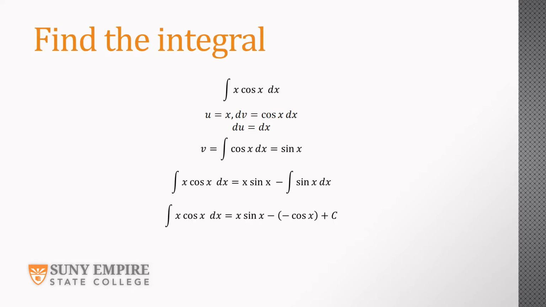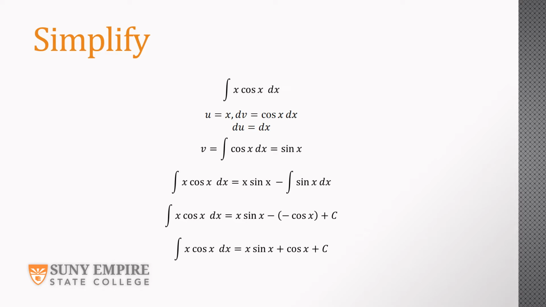We still need to find an integral. The integral of sine of x dx is negative cosine of x plus c. So we have x sine of x minus negative cosine of x plus c. Simplifying, we find that the integral of x cosine of x is equal to x sine of x plus cosine of x plus c. Let's look at one more example.